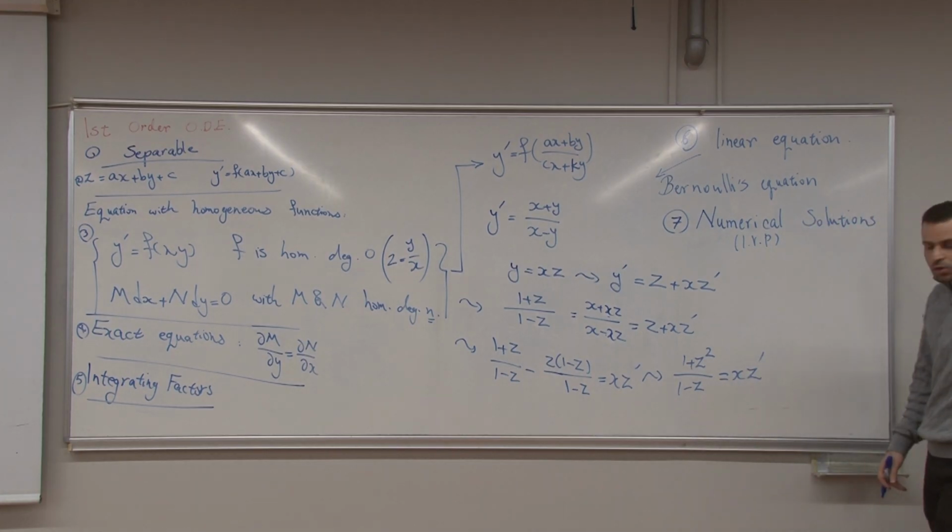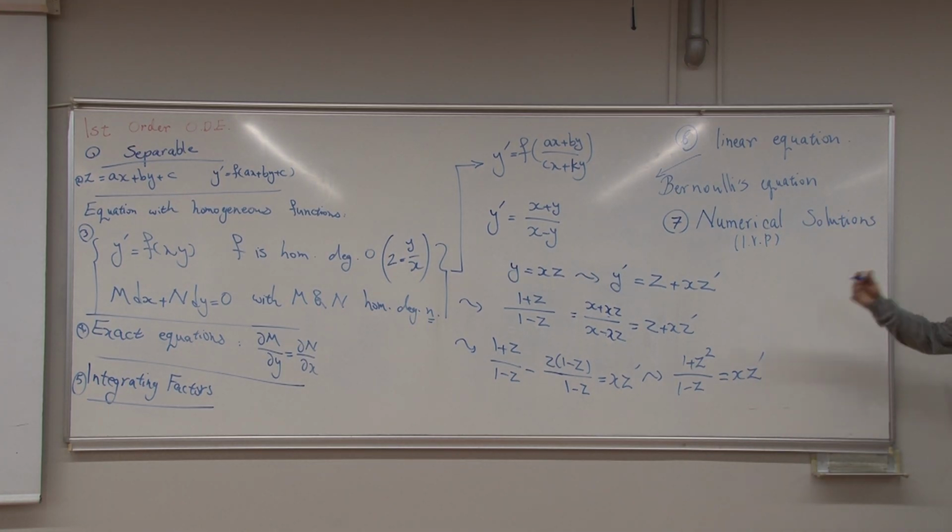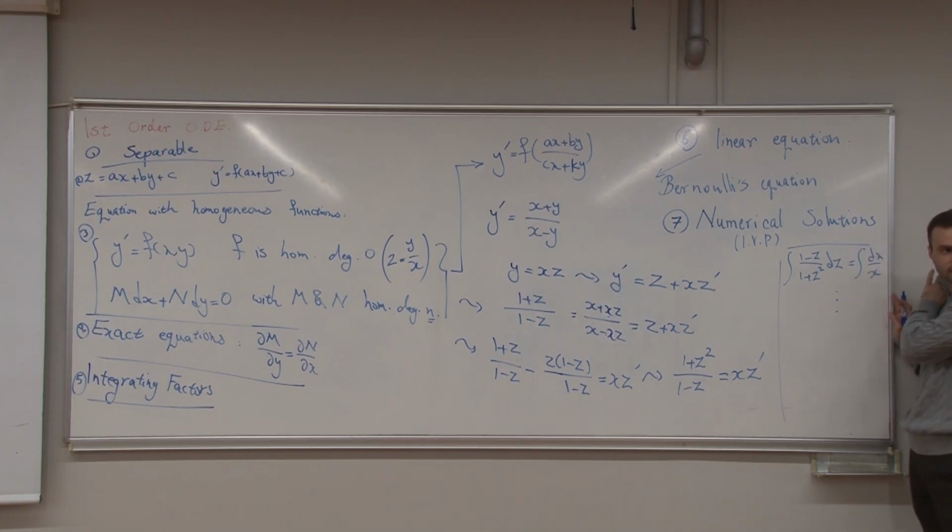So is this now a separable differential equation or not? It is. How can we separate it? We say 1 plus z over 1 plus z squared dz is equal to dx divided by x. Okay? Ln x. No, not ln x. Ln x. Yeah. Right hand side is ln of x. What about left hand side? How do we calculate this integral?